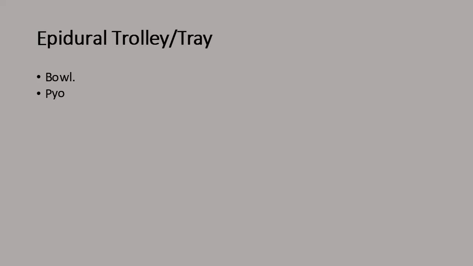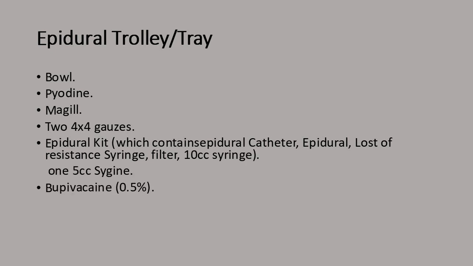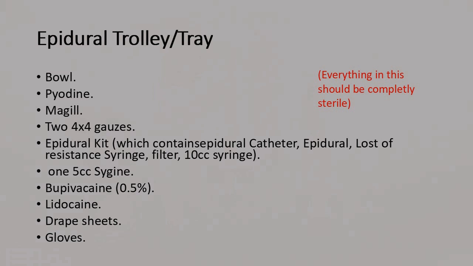Epidural trolley or tray. Bowl. Povidone-iodine. McGill forceps. 4x4 gauzes. Epidural kit, which contains epidural catheter, epidural loss of resistance syringe, filter, 10 cubic centimeter syringe, 15 cubic centimeter syringe. Bupivacaine, 0.5%. Lidocaine. Drape sheets. Gloves. Everything in this should be completely sterile.